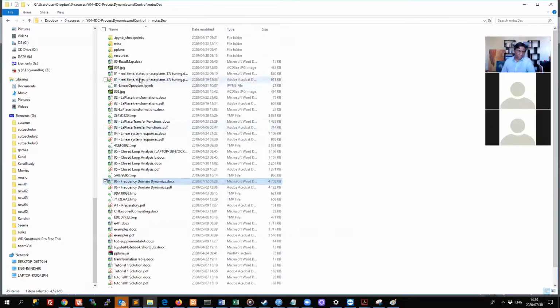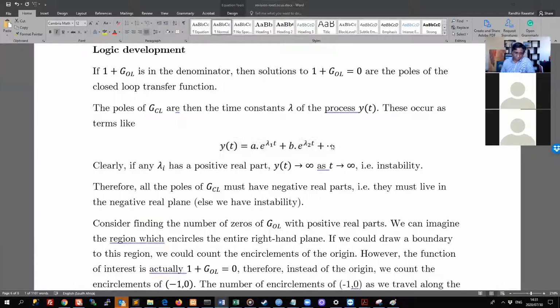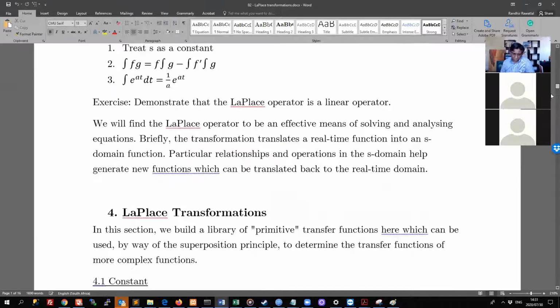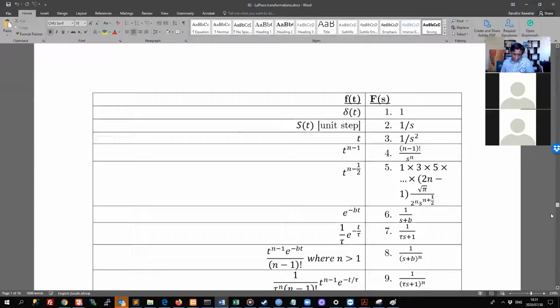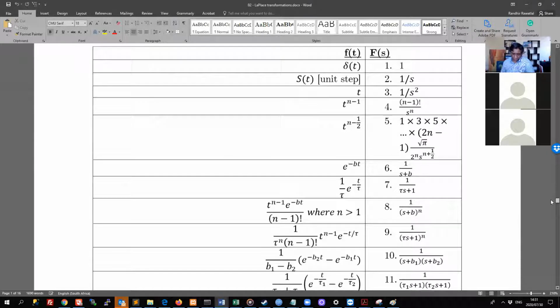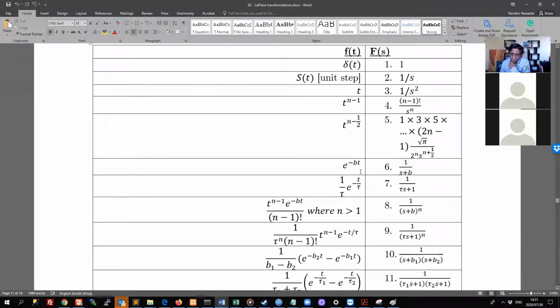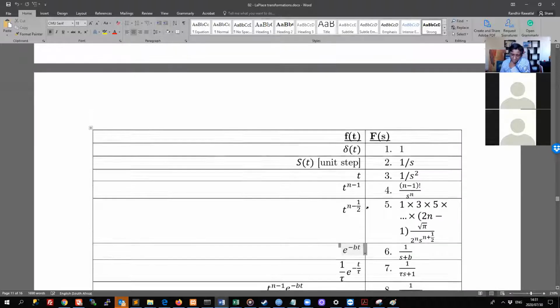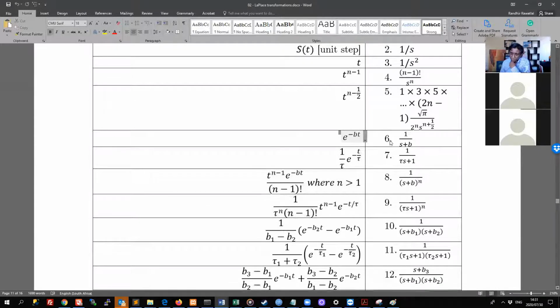In fact, one of the easiest ways to believe that is just to look at this transformation table. Remember this table for Laplace transformations? In your time domain, you've got e to the minus bt, so your time constant is b here. If you Laplace transform that, you will get 1 over s plus b. So clearly here, your pole is minus b, and you can see minus b is the time constant in the time domain.